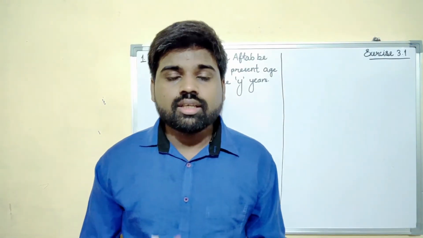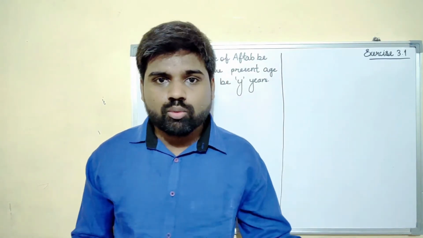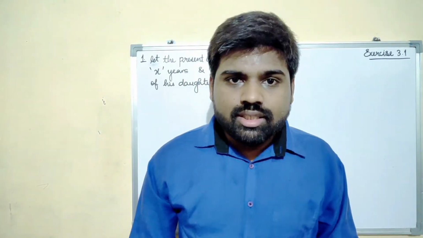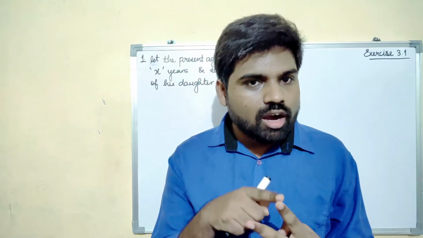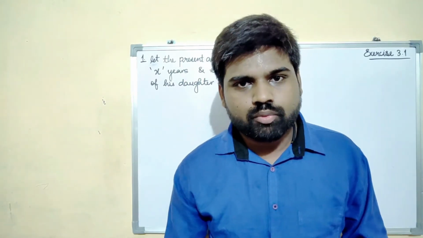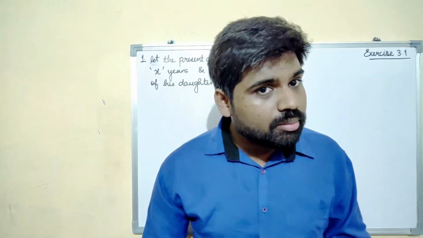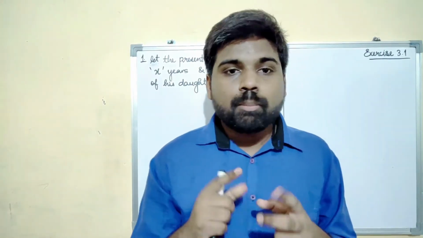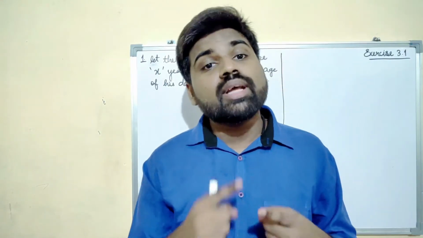In the question, Aftab is talking to his daughter and he says that 7 years ago, that means 7 years back from the present, his age was 7 times as old as she was then, right? So you can make out that it is revolving around the ages of Aftab and his daughter. That means we have two variables, the age of Aftab and the age of his daughter.